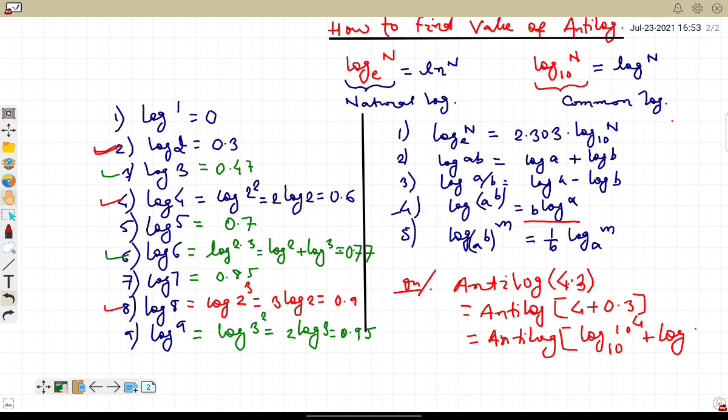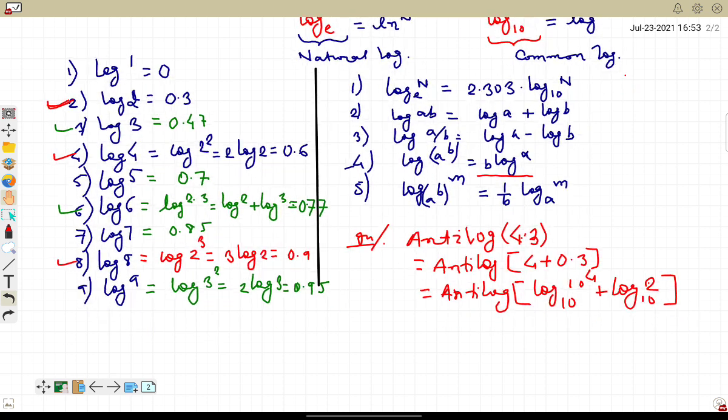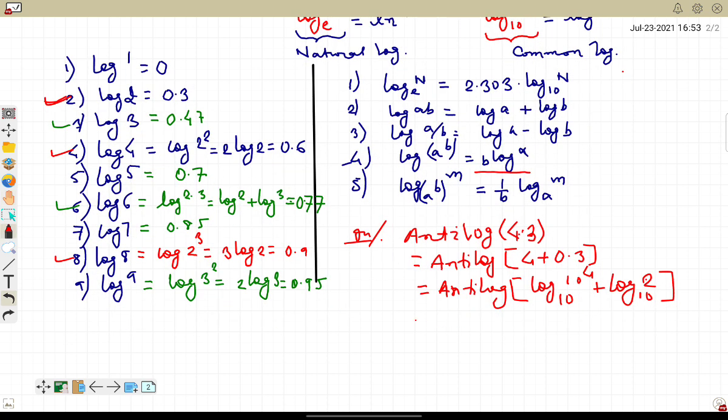I already discussed, no need to write the base value 10 each and every time, but this time you can write it here. So what is the formula of log m plus log n? We can write this complete expression as, first write anti-log.